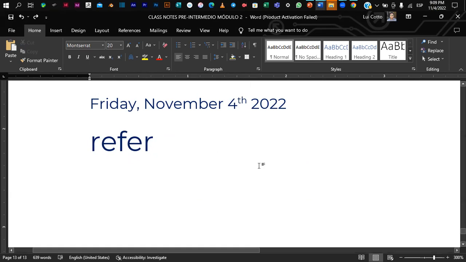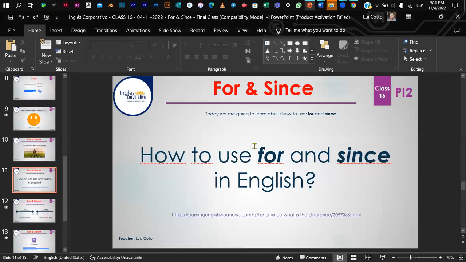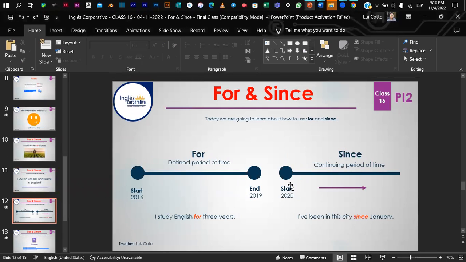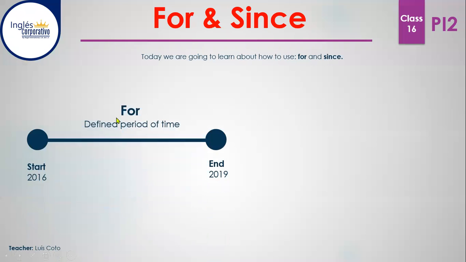Okay, refer. The verb is refer. We refer to for when you say para or por, and when you use since it is desde. Yes, that is the meaning. The first part that we have is for. For a defined period of time. What is defined? Definido. Okay, that is for a defined period of time.